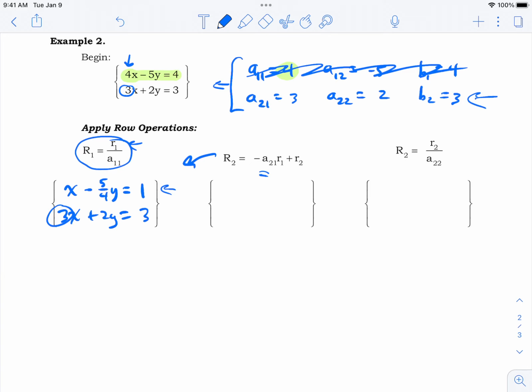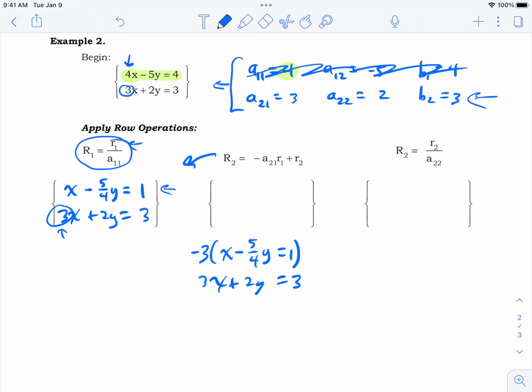Now, what are they asking us to do here? They're asking us to take negative 3, because it says negative of that number, negative 3, multiply it by row 1. So row 1 is this, x minus 5/4 y equals 1. And then add the next row, which is 3x plus 2y equals 3. Can you see what the idea is? Why are they asking us to do this? Look what's going to happen here. That's going to be a negative 3x, and when you add, you're going to get a 3x. It's going to go away. You're not going to have x anymore. That's the plan. Make the x go away.